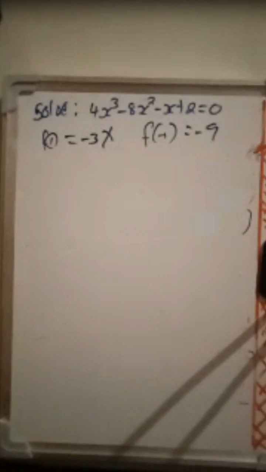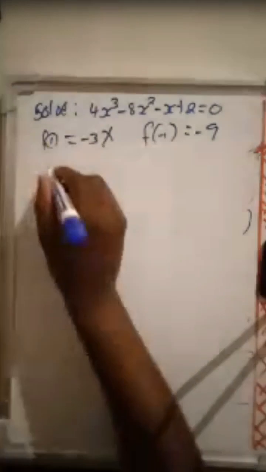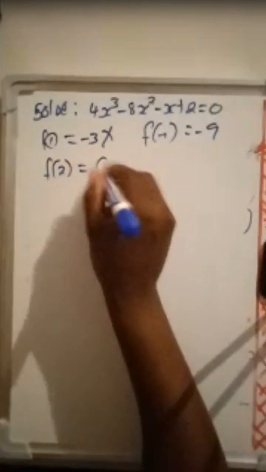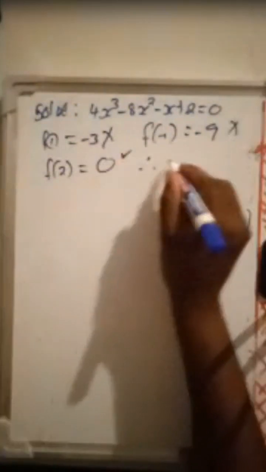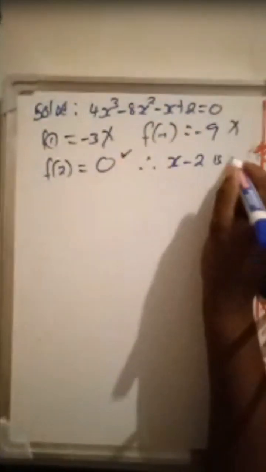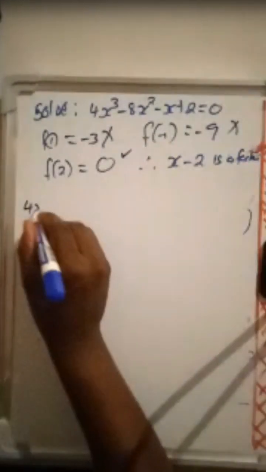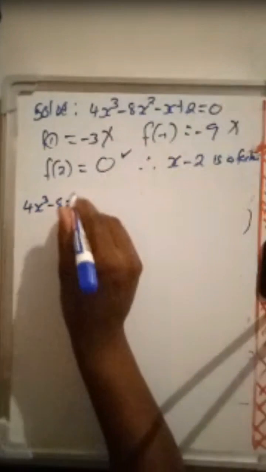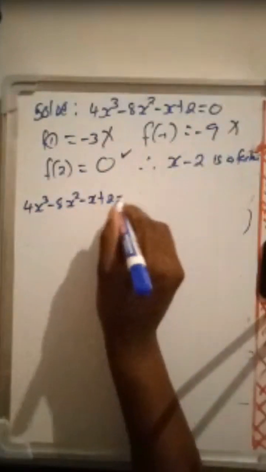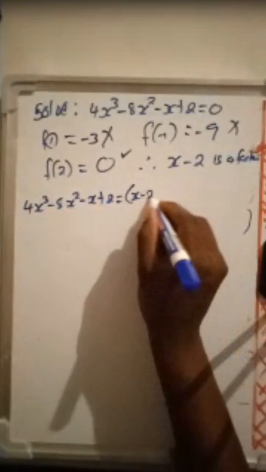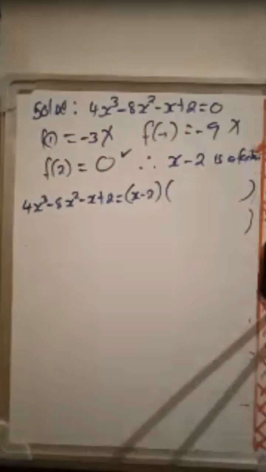Try 2. Then we see that f of 2 is equal to 0. So this one is a factor. Therefore, x minus 2 is a factor. So 4x cubed minus 8x squared minus x plus 2 is equal to the first factor, x minus 2, times the second factor, which we don't know. That's the one that we need to find.